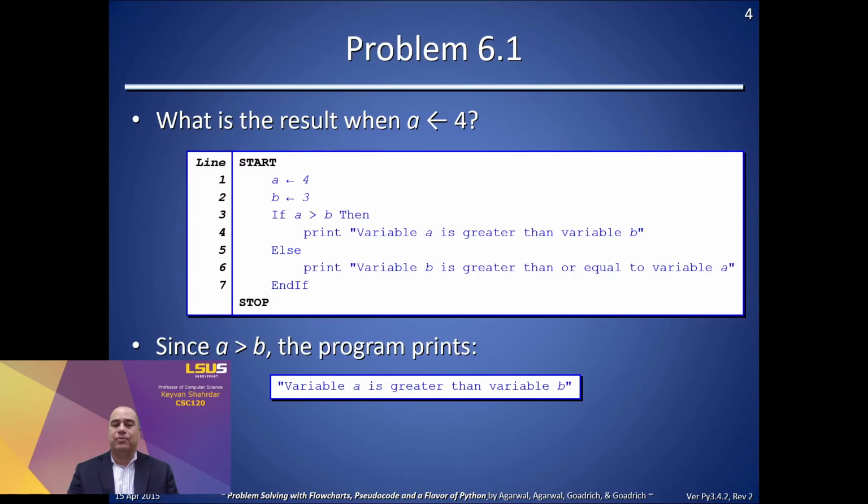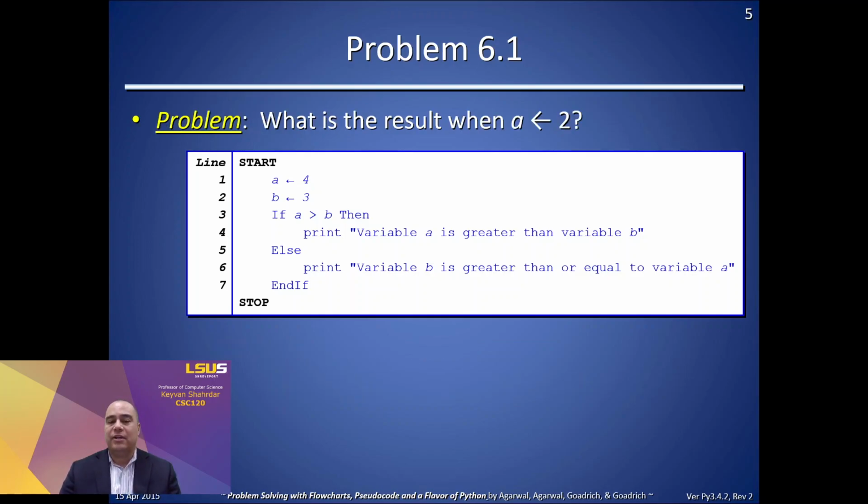So here's an example. Problem 6.1. We're saying A equals 4, B equals 3. If A is greater than B, then print variable A is greater than variable B. Else, print that variable B is greater than or equal to variable A. So as you can see here, A is greater than B. So 4 is greater than 3. So variable A is greater than variable B will display in this program.